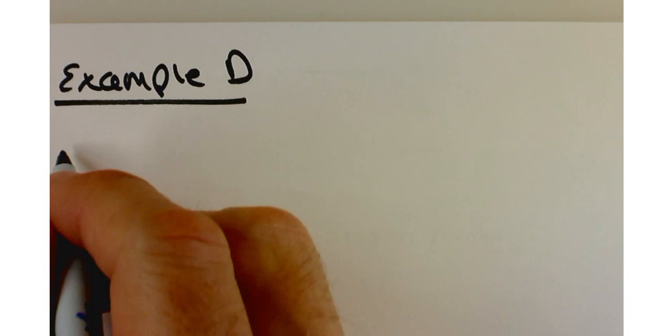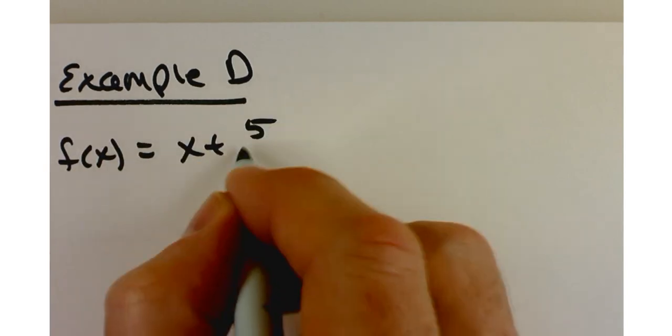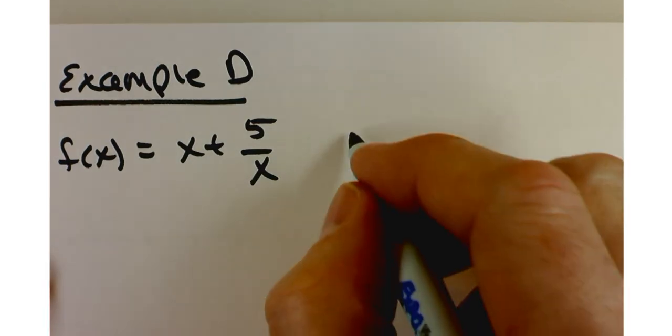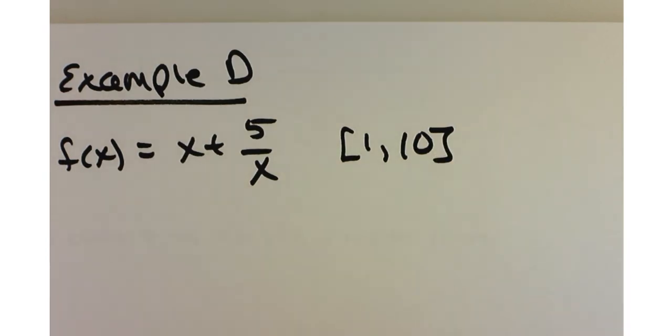So here's a function that looks like something that came right off your last test. f of x is x plus 5 over x. And we're going to work with this in the interval 1 to 10. First of all, see if it satisfies the mean value theorem.